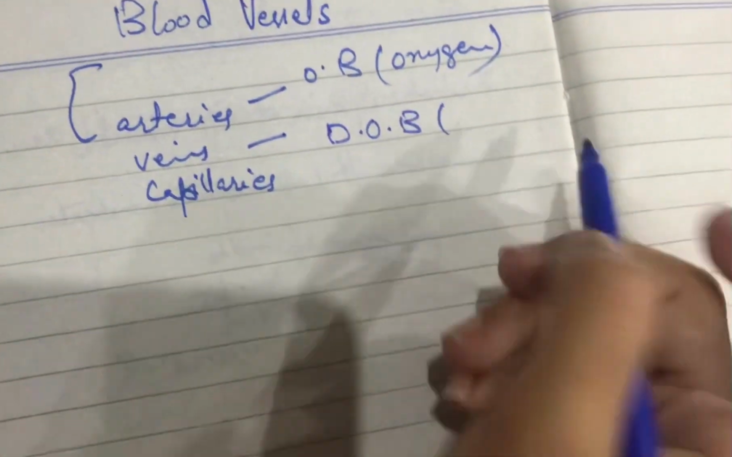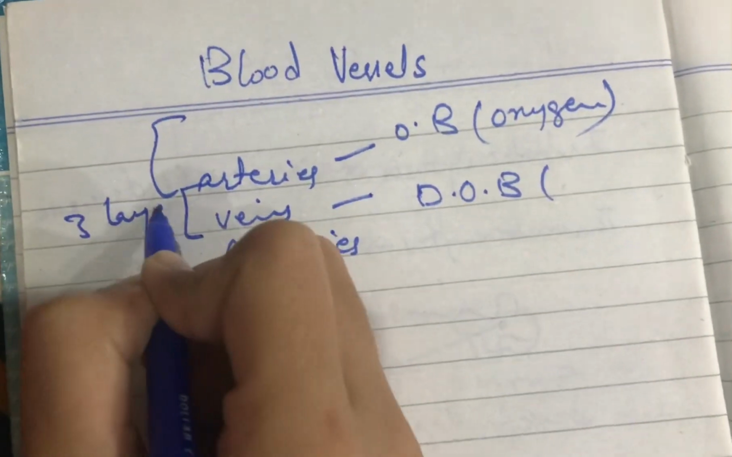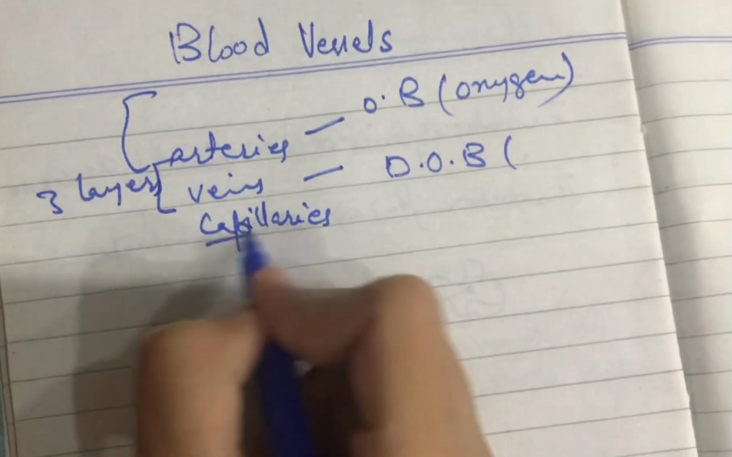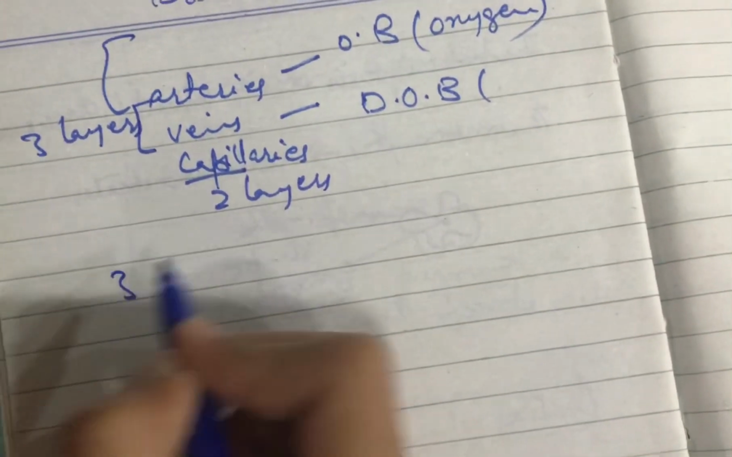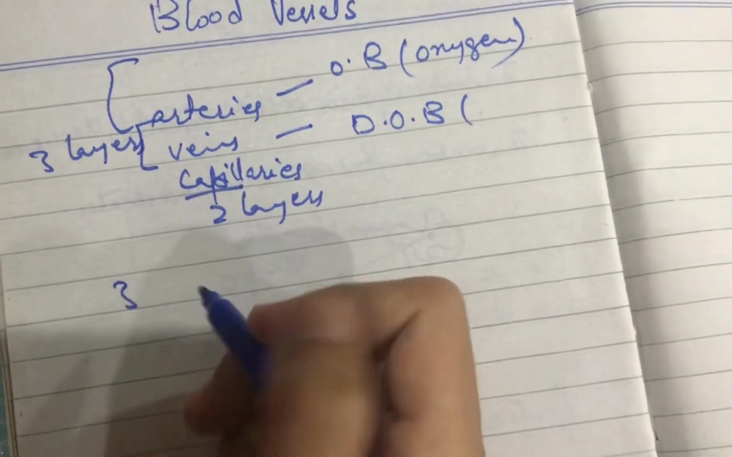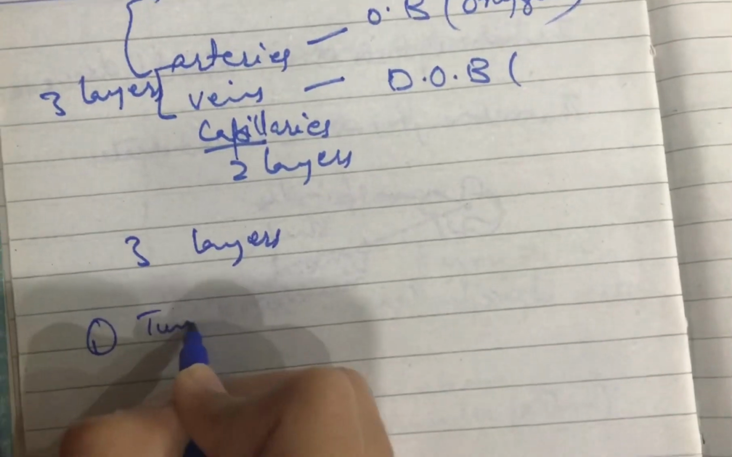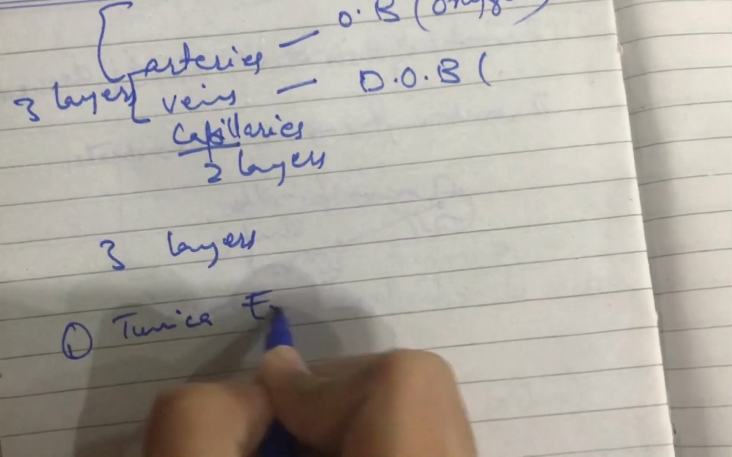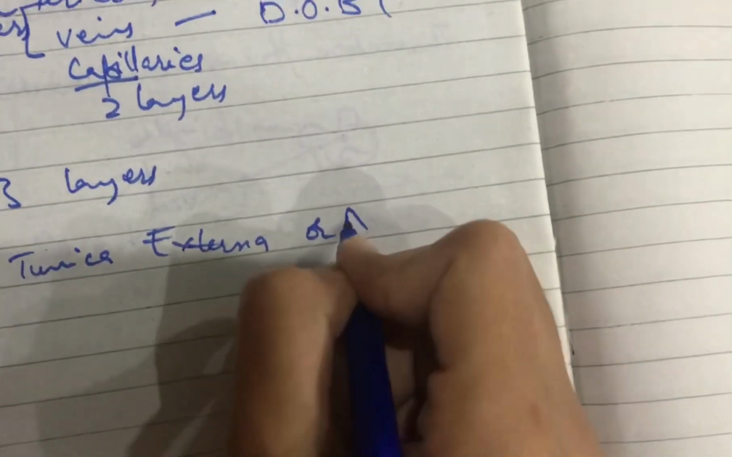Arteries and veins are made up of 3 layers, and capillaries are made up of 2 layers. So 3 layers. Arteries and veins are made up of 3 layers. Number one is tunica externa or adventitia.